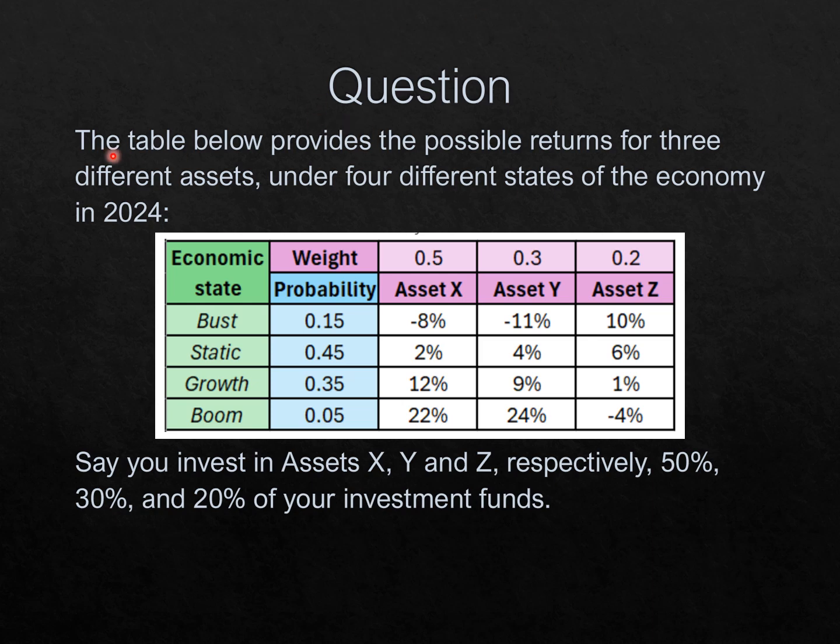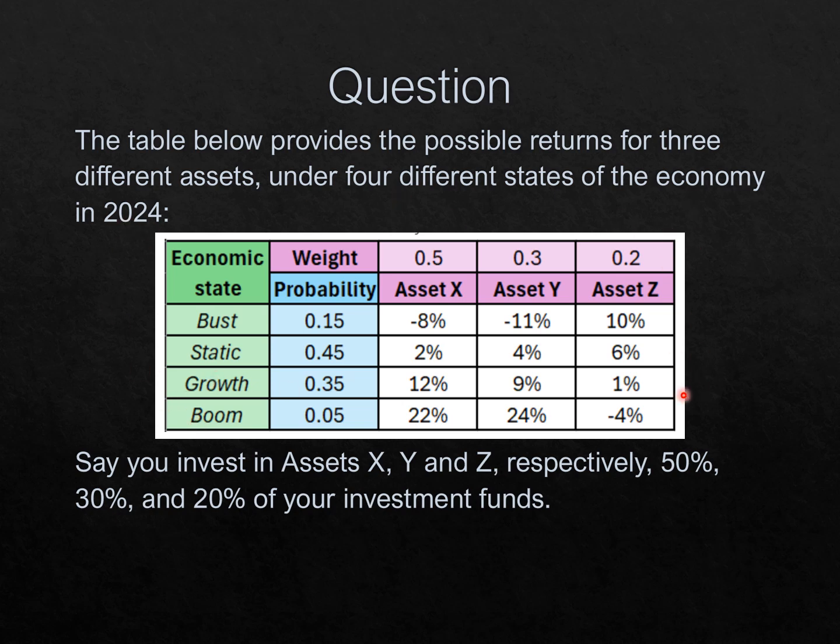It starts with the table. The table below provides the possible returns for the three different assets, asset X, Y, and Z, under four different states of the economy. In 2024, these are the four states: bust, static, growth, and boom. So note that this table is given in this manner.